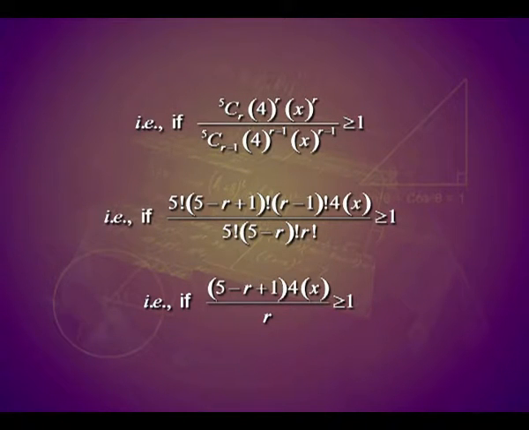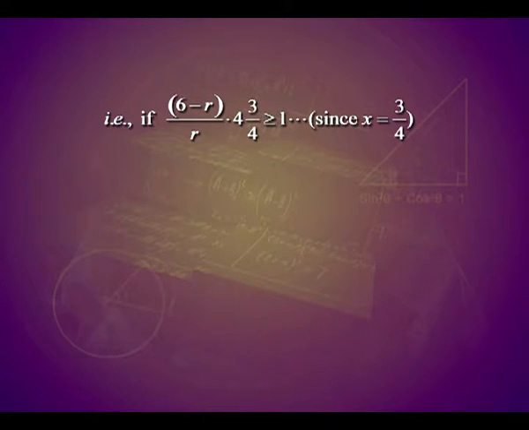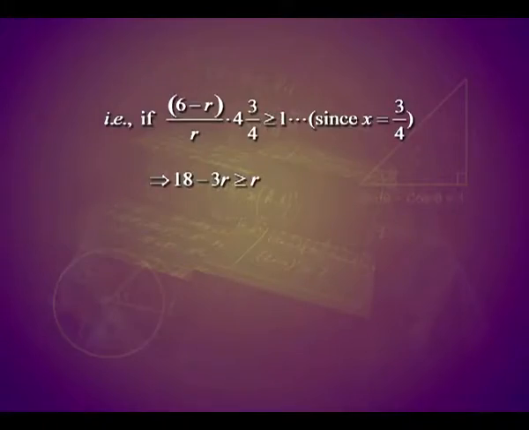So, the condition that I get is that T(r+1) is the greatest term if (6 minus r) upon r into 4 times x, but x was given to be 3 by 4. So, when x is 3 by 4, this inequality will let me know what condition I have on r. If I just rearrange and simplify, I get 18 minus 3r must be greater than or equal to r.